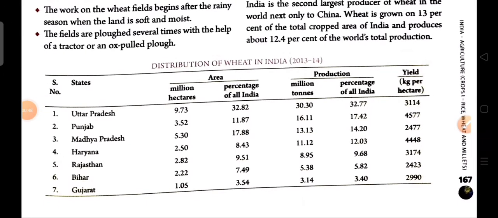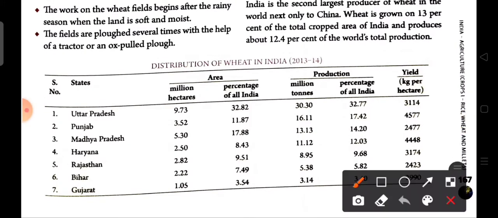Here in this chart, in the distribution of wheat in India, we can see that first comes Uttar Pradesh, after which come Punjab, Madhya Pradesh, Haryana, Rajasthan, Bihar and Gujarat.